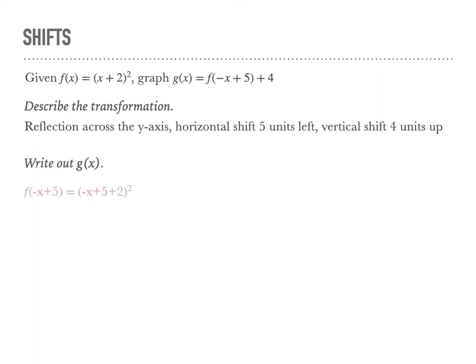Now let's write out g of x. We can first take it step by step, and we will just apply the horizontal transformations. By doing that, we replace x with negative x plus 5, which gives (negative x plus 5 plus 2) squared. We replaced x with negative x plus 5 because that's what we said we would replace it with. Now we will add the vertical shift 4 units up. We'll call (negative x plus 5 plus 2) squared h of x, so we add that vertical shift, and we have (negative x plus 7) squared plus 4. And now that's our g of x, which is (negative x plus 7) squared plus 4.